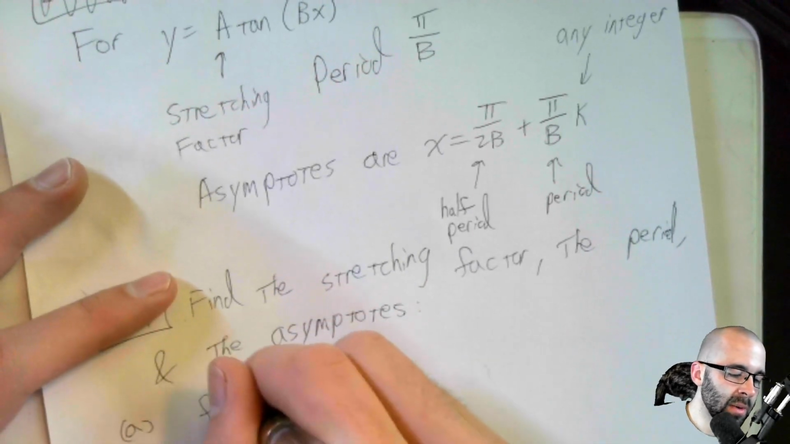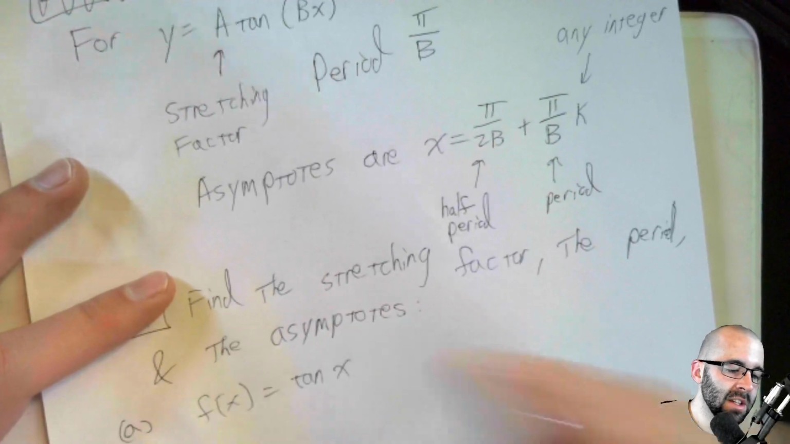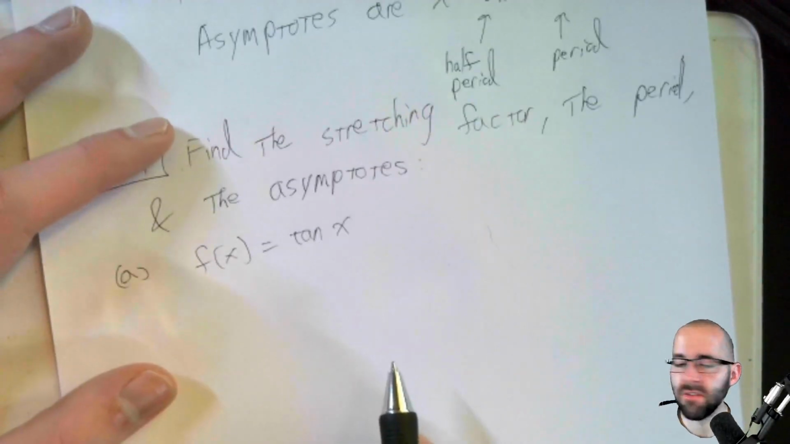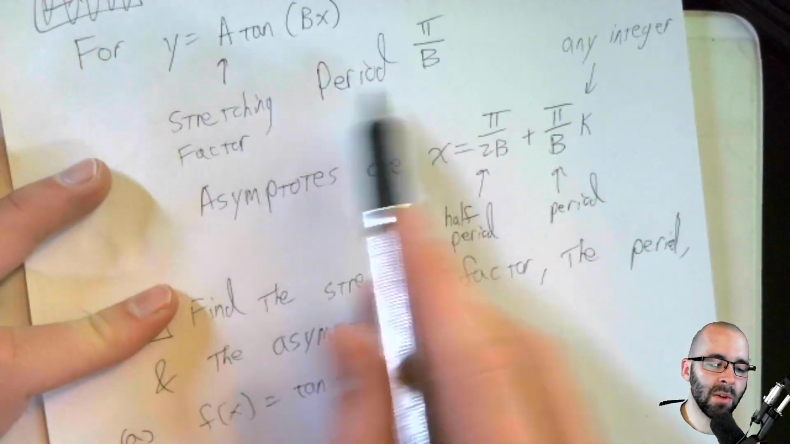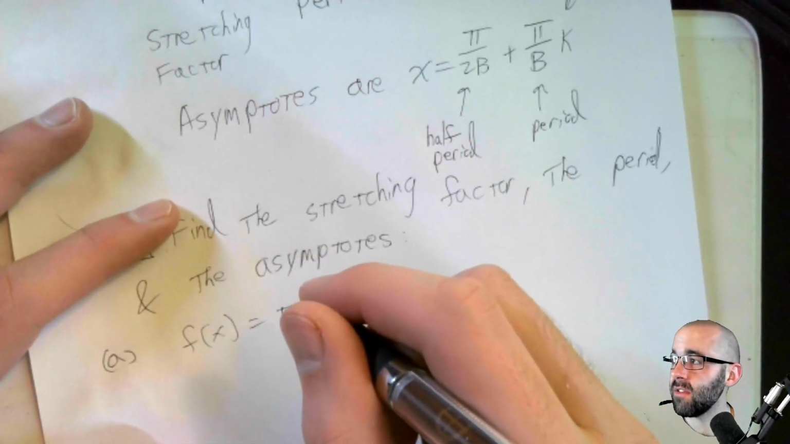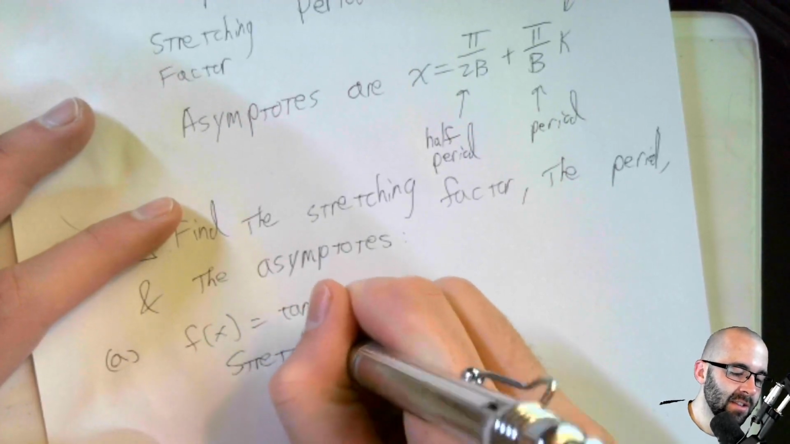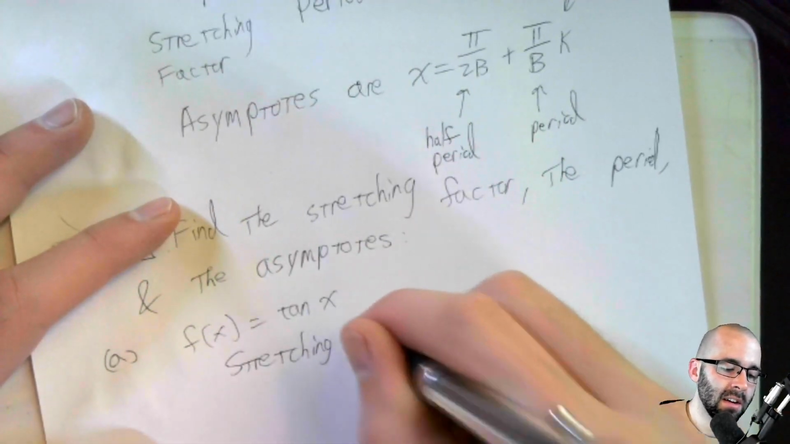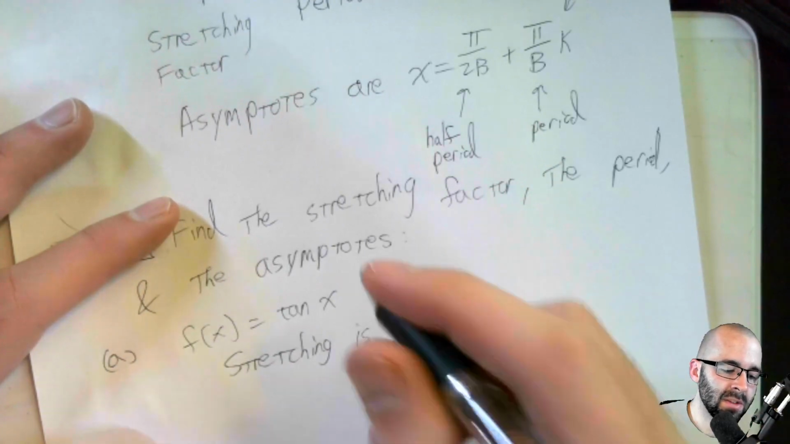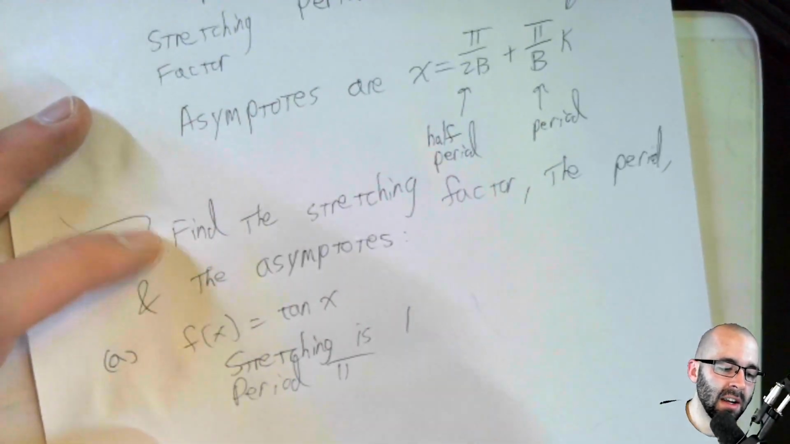So let's start with the easy one. F of x is just equal to tangent. Let's start with the default, the basic tangent function, using this information that we talked about in general. Okay, so here, the stretching factor, well, a is 1 here. Stretching factor is 1. The period is unchanged, so it's just pi.